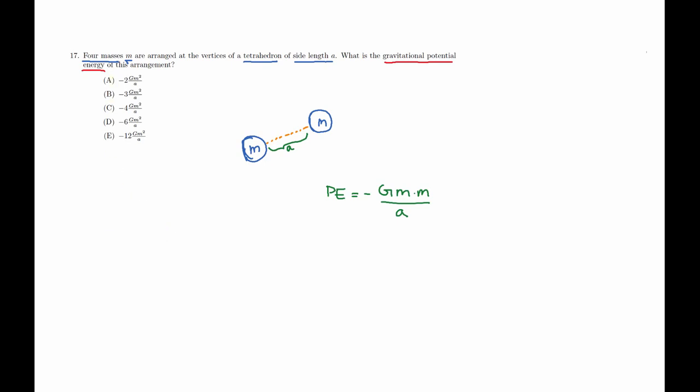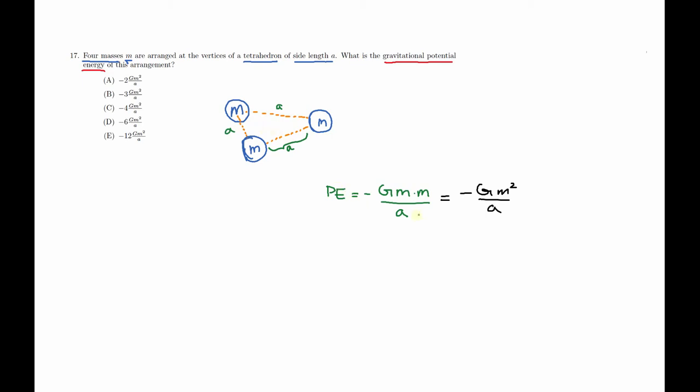Alright, so this can simplify as negative G M squared over A. But we have three more masses that form the tetrahedral shape. So I'm going to have another M here. And that length, I know it's not a perfect drawing, but you get the idea that the length of each side here is going to be A.